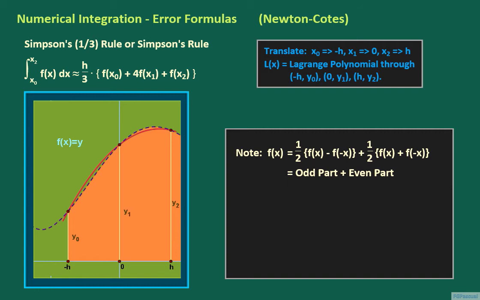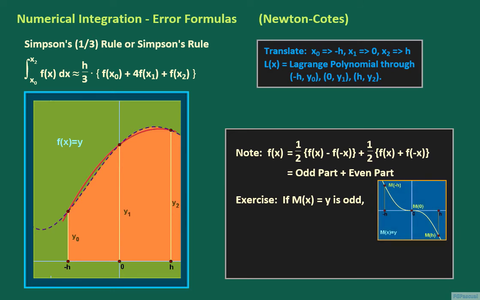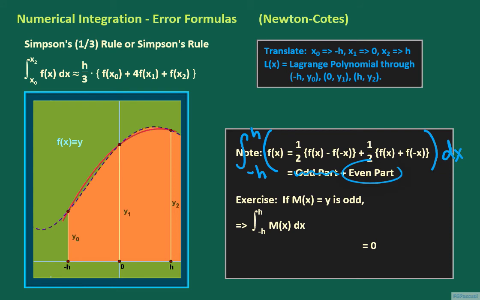Now, what is the significance of this fact? Take an odd function capital M of x equals y, such as the sine function or y equals x. Then integrate over minus h to h. It is a well-known fact that the value is equal to 0. So if we integrate a general function f of x from minus h to h, the odd part will produce a value of 0 for the integral. So only the even part can possibly contribute something non-zero to the integral of f.